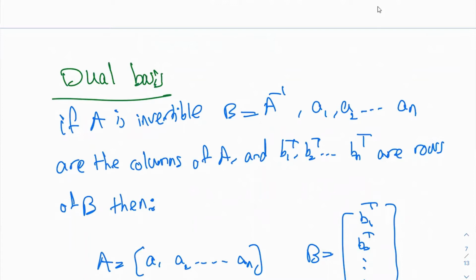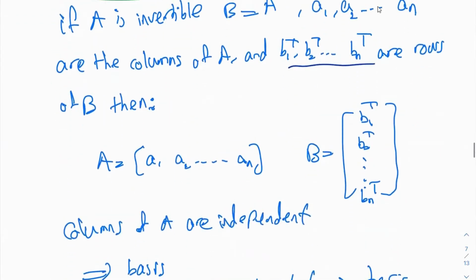And A1, A2, AN are the columns of A. So matrix A is invertible. This means that it has linearly independent columns. And B1 transpose, B2 transpose, all the way to Bn transpose are rows of B. We used this notation in the past before. So let's take a look at the definition of A and B.